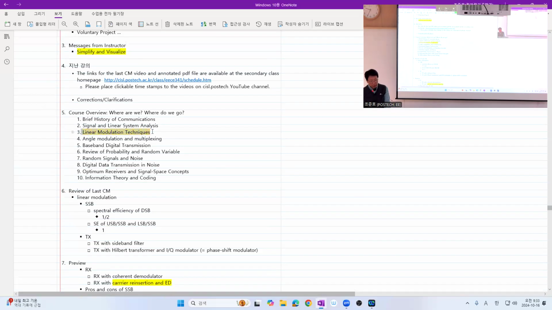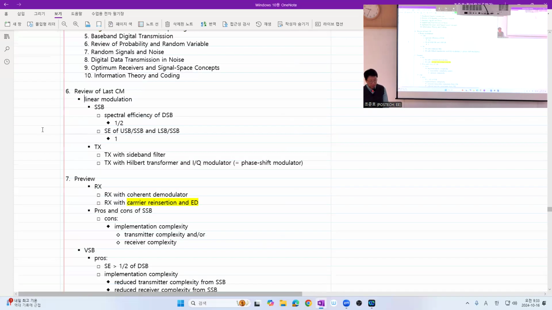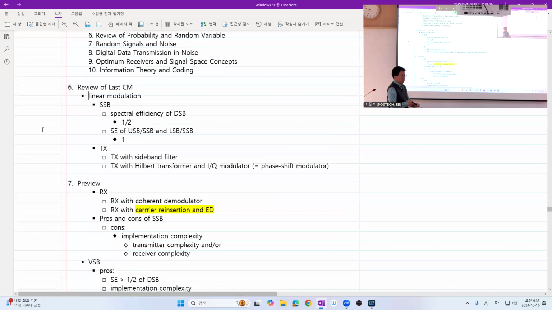Okay, as I told you, we are still covering chapter 3. And I'm very, very slow in covering this one because it's too important to cover within only a few weeks. Last time, we started to study the single sideband modulation schemes. And to motivate single sideband modulation, we examine the spectral efficiency of the so-called DSB family.